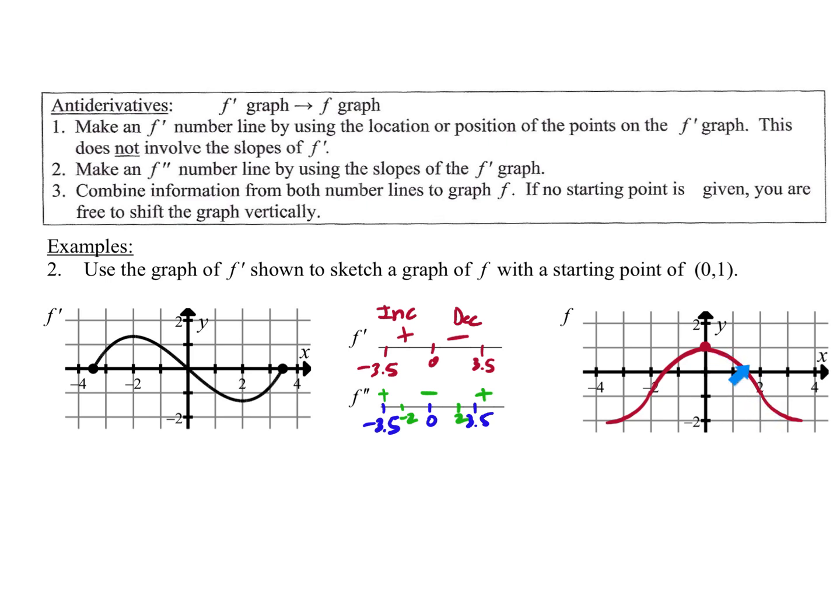But here I have like negative 1, right? Well, at 1, negative 1. So at 1, I have a negative 1 slope. So that's how you can kind of compare and use that to help you get that, okay? And again, there are no vertical shifts here because they gave us a starting point. All right. Other questions?